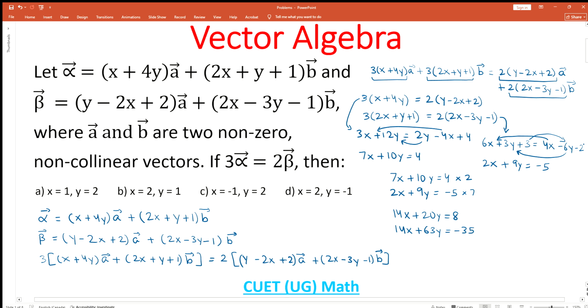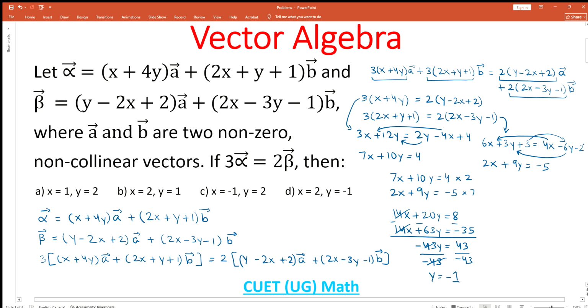Now we can subtract these two equations because the x terms have the same coefficient. The x terms cancel each other out. 20y minus 63y equals negative 43y, and 8 minus negative 35 is equal to 8 plus 35, which is equal to 43. Next we can divide both sides by negative 43. I get y equals negative 1.